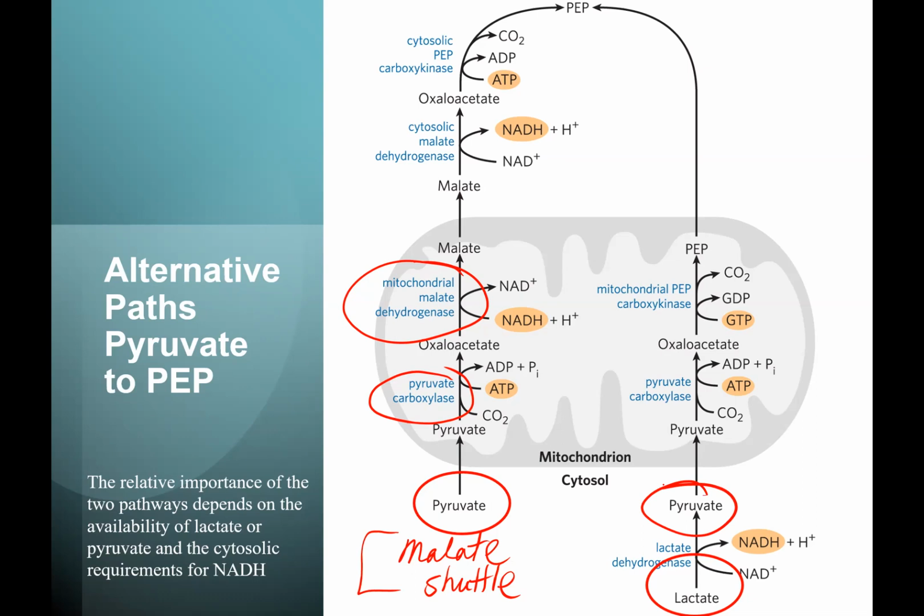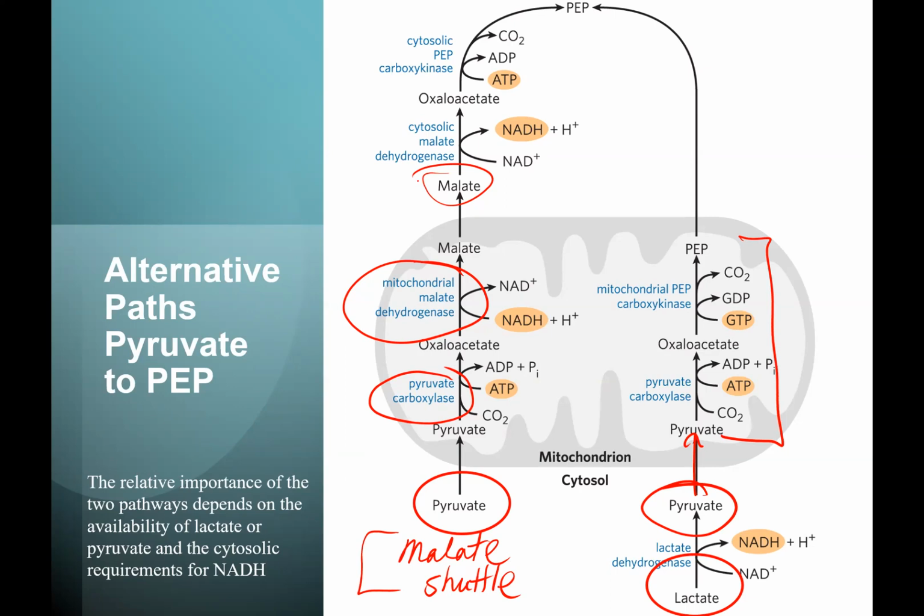And then in this case, we still have to transport pyruvate into the mitochondria, but there is no malate shuttle. Note, there is no malate shuttle here. So oxaloacetate can't exit the mitochondria on its own. It has to exit as either malate or PEP. Correct. Oxaloacetate is retained in the mitochondria here, and in this case over here, it's converted to malate and transported out.